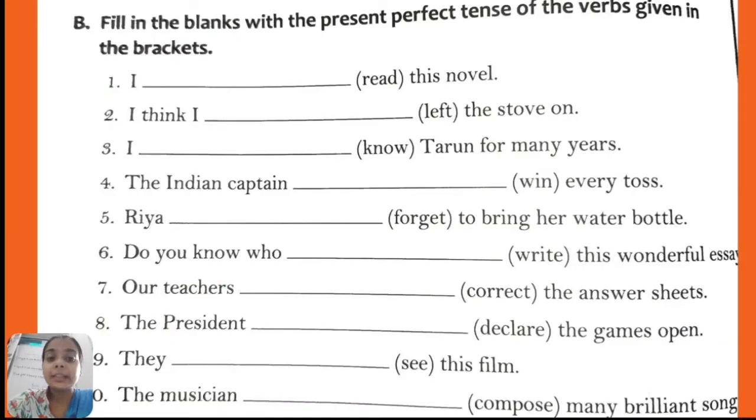Here in this activity you have to fill these blanks using the present perfect tense form of the verb given in the bracket. I dash read this novel. I think I dash left the stove on. I dash know Tarun for many years. The Indian captain dash win every toss. Riya dash forget to bring her water bottle.